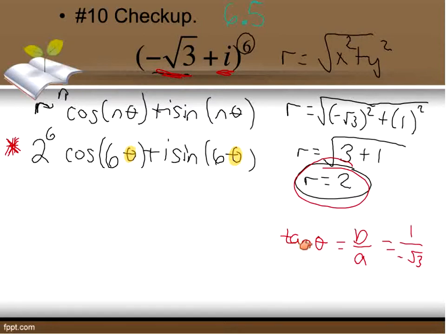I need to find where on my unit circle, at what degree, is tangent 1 over negative root 3. The thing is, if I'm looking on my chart, I don't have 1 over negative root 3 anywhere on my chart. That's because I'm not allowed to have square roots in my denominator. So let's rationalize the denominator. Just stick with me, you're going to see where I'm going. Remember, to rationalize the denominator, you're just multiplying it by itself, and whatever you do to the bottom, you have to do to the top. So I get negative root 3 over 3.